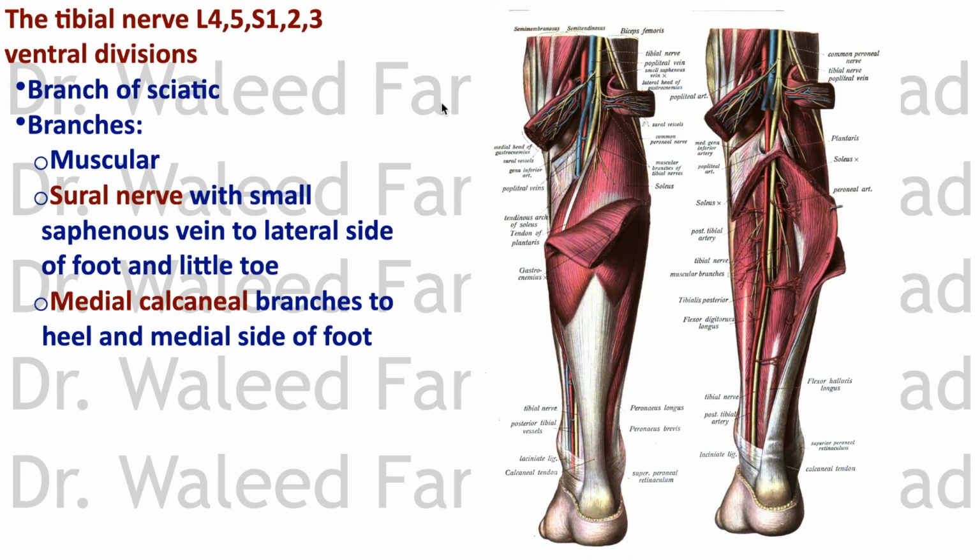Now, the tibial nerve, a branch of the sciatic nerve, gives muscular branches, of course. The sural nerve in the popliteal fossa descends with the small saphenous vein. The sural nerve will end by supplying the lateral side of the little toe and gives medial calcaneal branches to the heel and medial side of the foot.